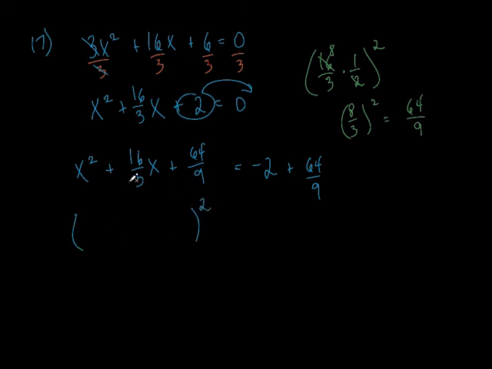So you've got to figure out what's inside of here now. Well, what times itself is x squared? X. Always look for this sign right here that goes in the middle, and then you basically have two ways. You could take half of this, or you could take the square root of this. I usually look at this one and take the square root of that. So what is that? 8 over 3. So that's what goes inside the parentheses.